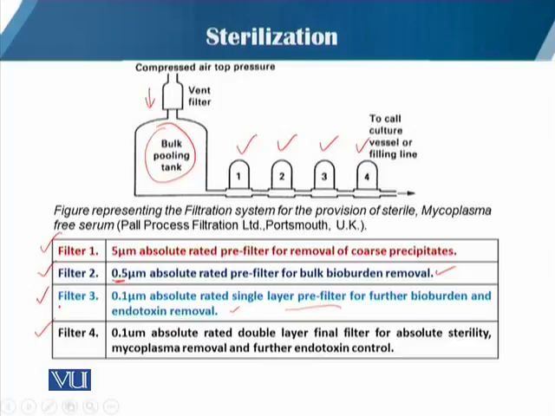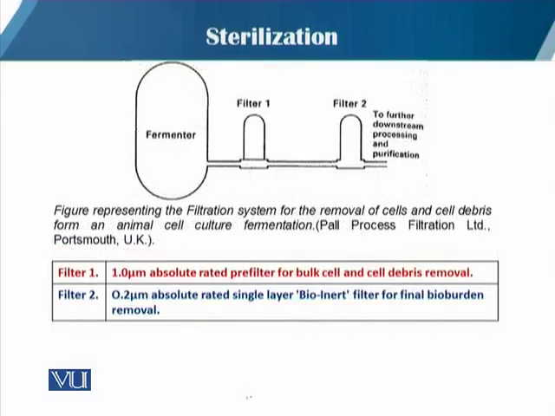The fourth filter has a pore size of 0.1 micrometer, and is also absolute rated, a double layer final filter. In the third you can see a single layer, but the fourth filter is the double layer final filter for absolute sterility. That is used for mycoplasma removal and further removal of any minor, micro quantity of endotoxin.